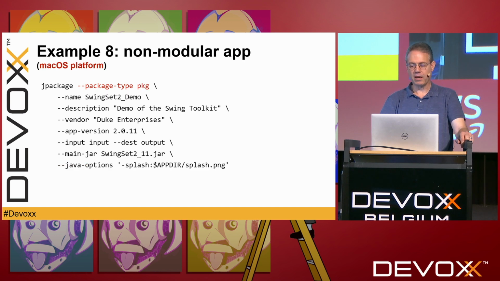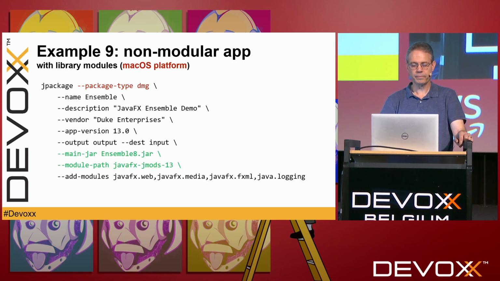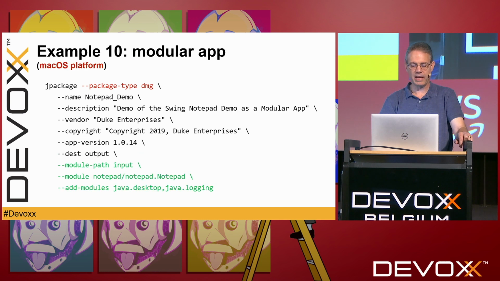And then we have the same thing on the Mac, so I think I'll skip over a couple of these pretty quickly. This is the same as the first example, but for Mac. The difference here is we're doing a PKG installer. This is a non-modular app, again, Ensemble 8, just showing it for the Mac, so this is the same as example number 3. This one's a little bit different than the earlier ones in that we're showing an example of a modular application without a third-party library using Swing.